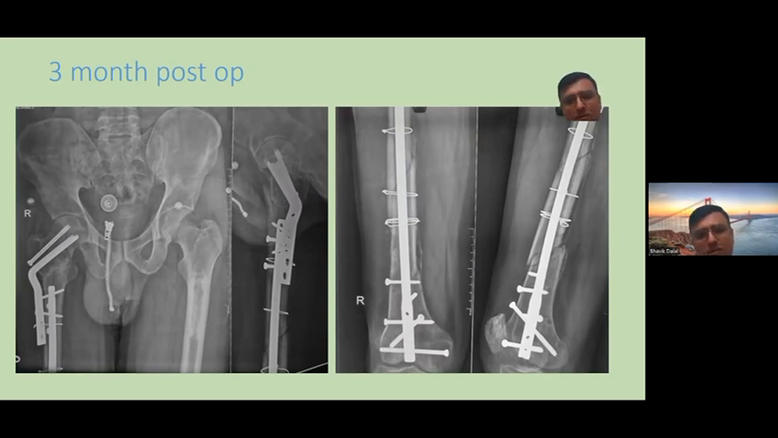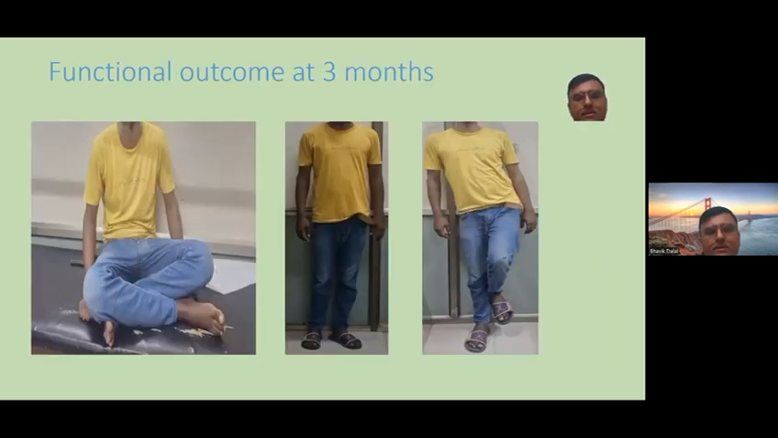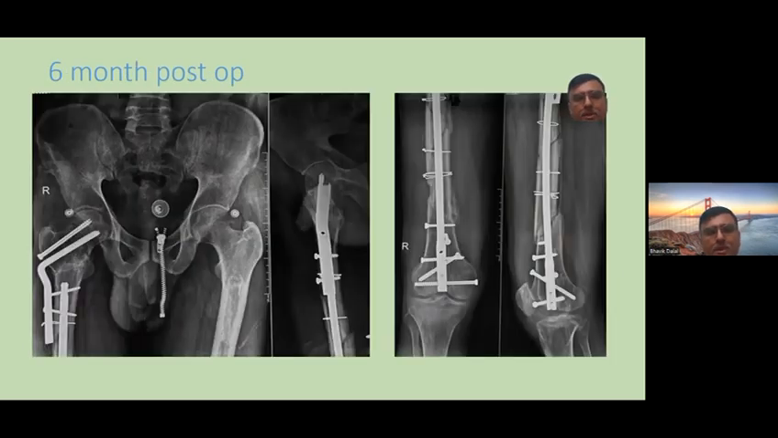This is a 3-month post-operative X-ray. This shows signs of callus formation and signs of union at the neck fracture site. These are the functional outcome. Patient is able to sit cross-legged, stand on the operated side. And these are the 6-month post-operative X-rays, and it shows that the neck femur has healed completely, and the segmental femur shaft is also healing very well, showing very good signs of callus formation.